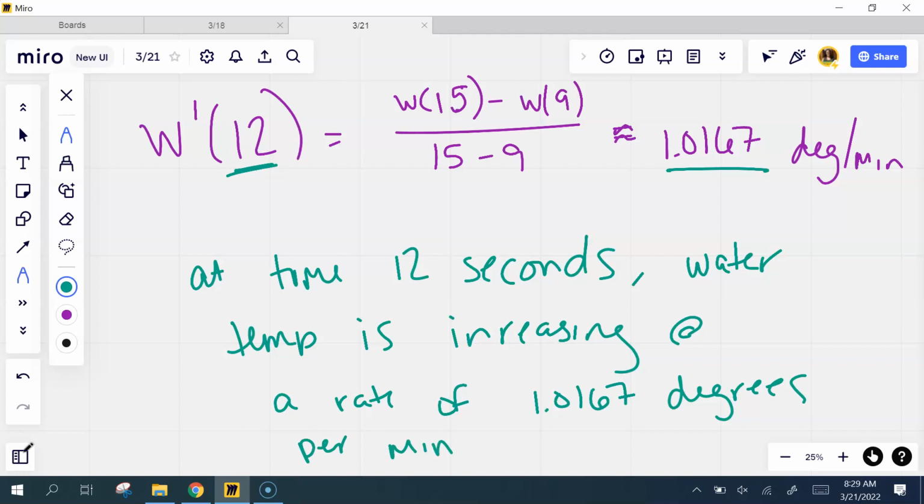Say again? Yes, it's minutes per second, yes. Say it again, Allison? Okay, yeah. Does that make sense? 1 point for the interpretation, 1 point for the estimate.